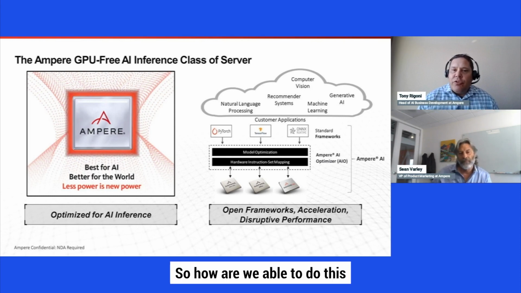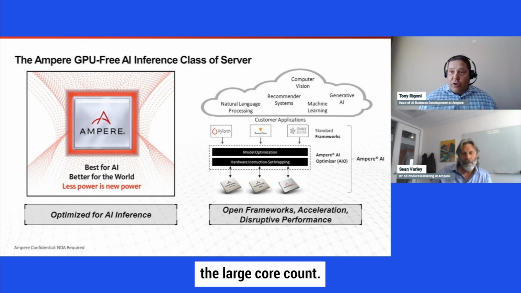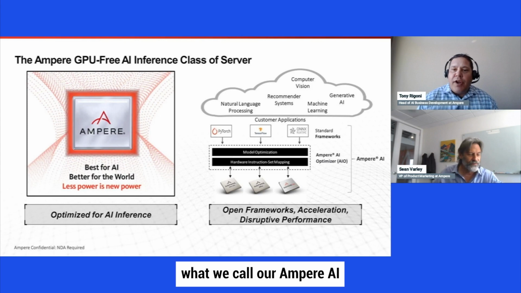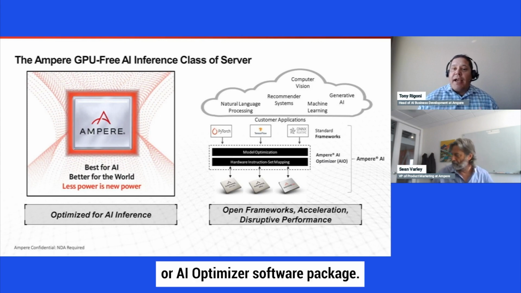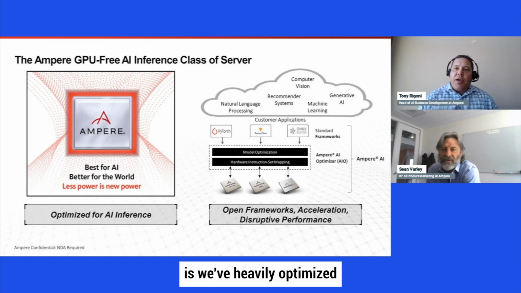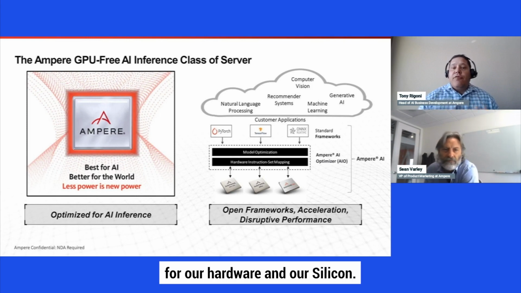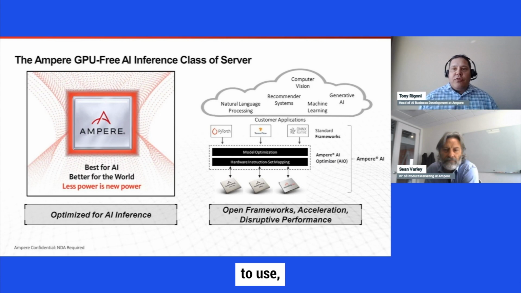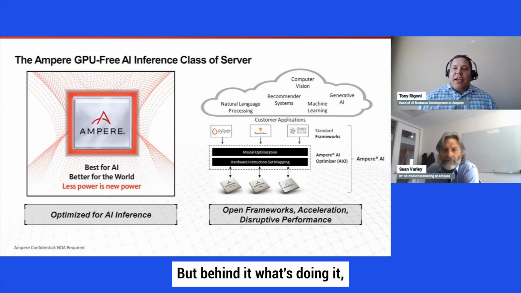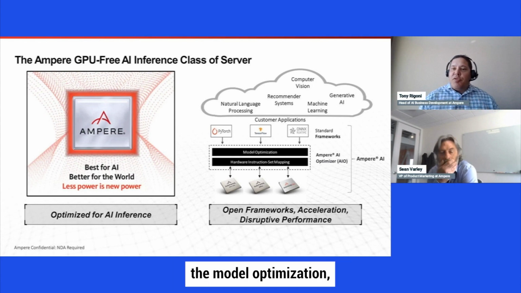So how are we able to do this so well? One is because of the large core count. The second reason is because we have what we call our Ampere AI or AI optimizer software package. What this is, we've heavily optimized PyTorch, TensorFlow, and ONNX for our hardware and our silicon. So this sits behind the scenes. It's nothing for the customer to use. You don't see it at all.